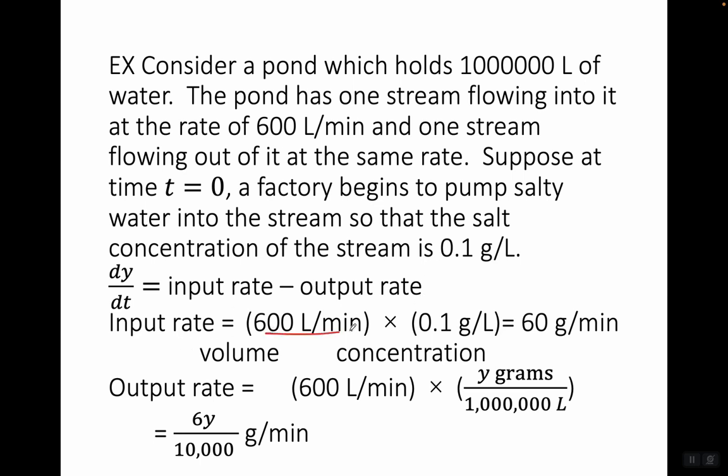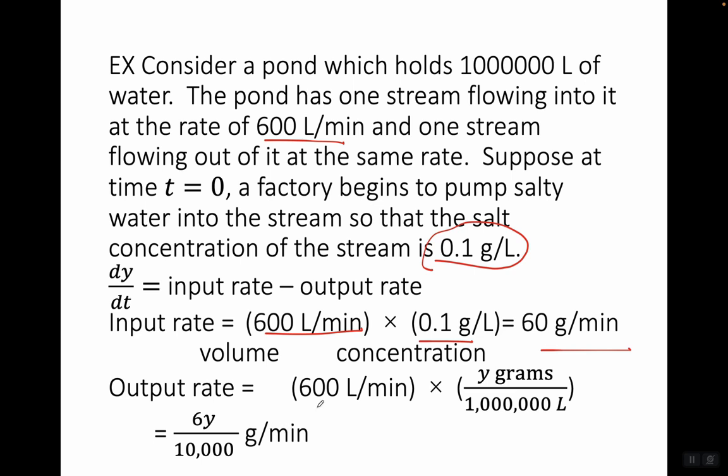Okay, let's find the input rate. The input rate is going to be the volume times the concentration. The volume, the rate at which water is flowing into the pond, is 600 liters per minute. We were told that. The concentration of salt in the stream, I should say, is 0.1 grams per liter. Multiply that together, and we're given the rate at which salt is flowing into the pond. That's the input rate. That turns out to be 60 grams per minute.